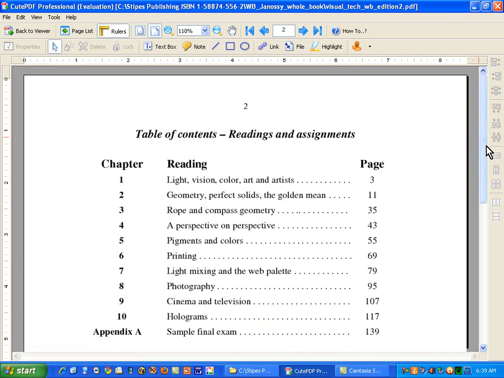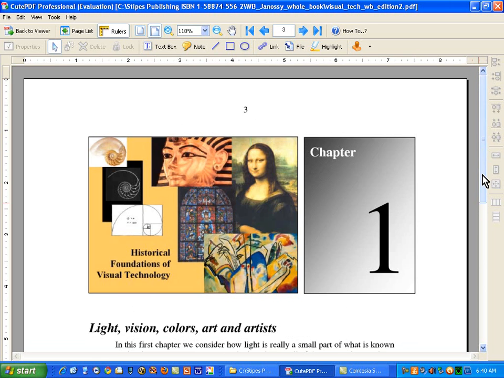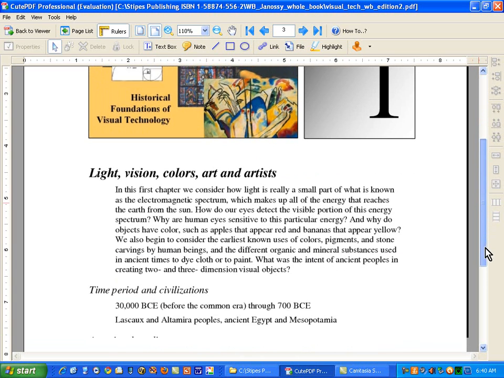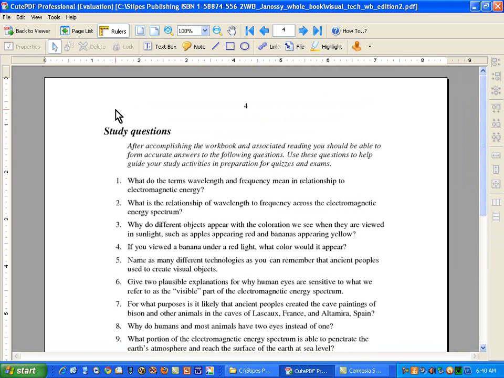Taking a look at the table of contents, we're going to be talking about these two chapters in this first unit of the course. In chapter 1, you'll want to read through this introduction. In fact, you'll want to do that in all cases. The study questions that you find in each chapter of the workbook will help you, in most cases, focus on what's important.